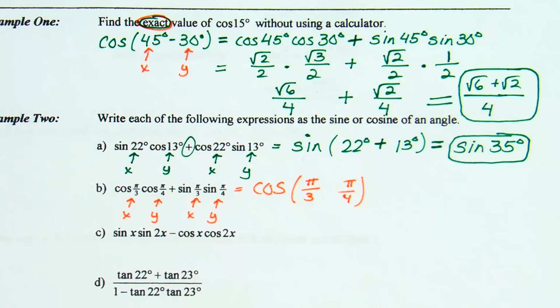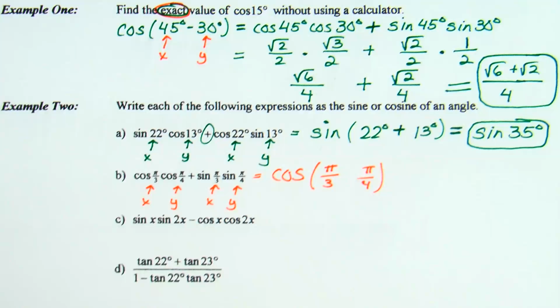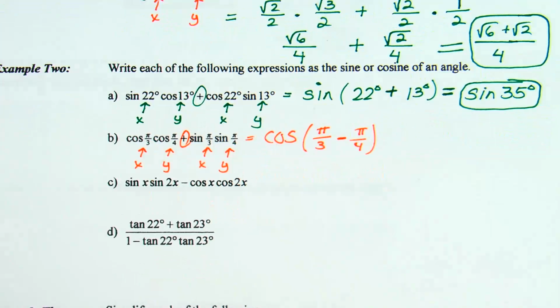Am I adding or subtracting that pi over 3 and pi over 4? She says subtracting. If you go back up and look at the cosine identity, with the cosine, it's plus minus here, minus plus here. That's the way of saying opposite signs. So, since we are provided a plus, we're going to use a minus.